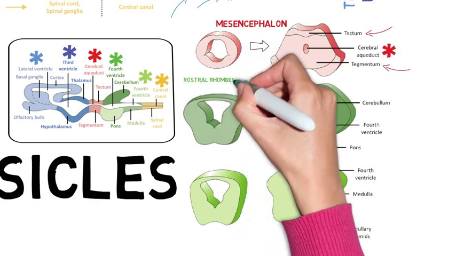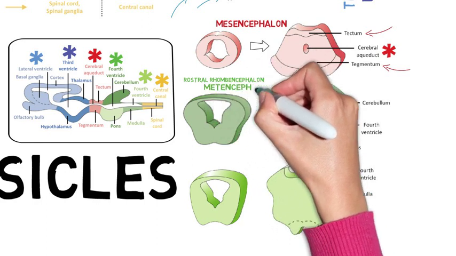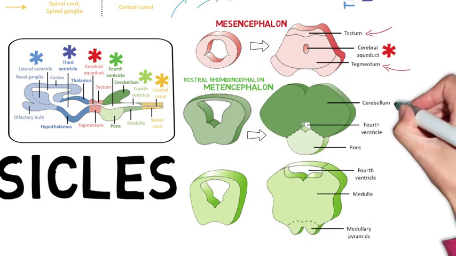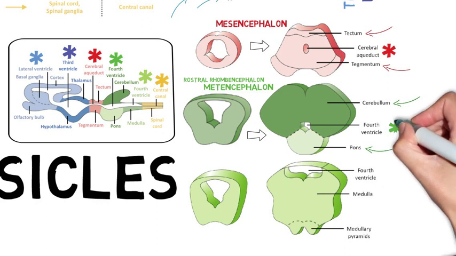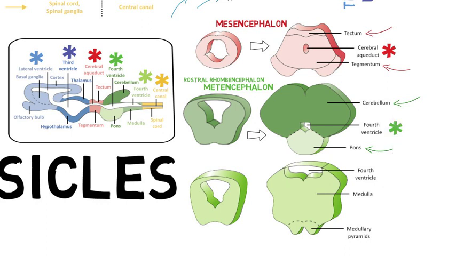The rostral rhombencephalon, or metencephalon, differentiates into the cerebellum and pons. The cerebellum is formed by the growth and fusion of the rhombic lips. The CSF-filled space at the core of the metencephalon is the 4th ventricle.